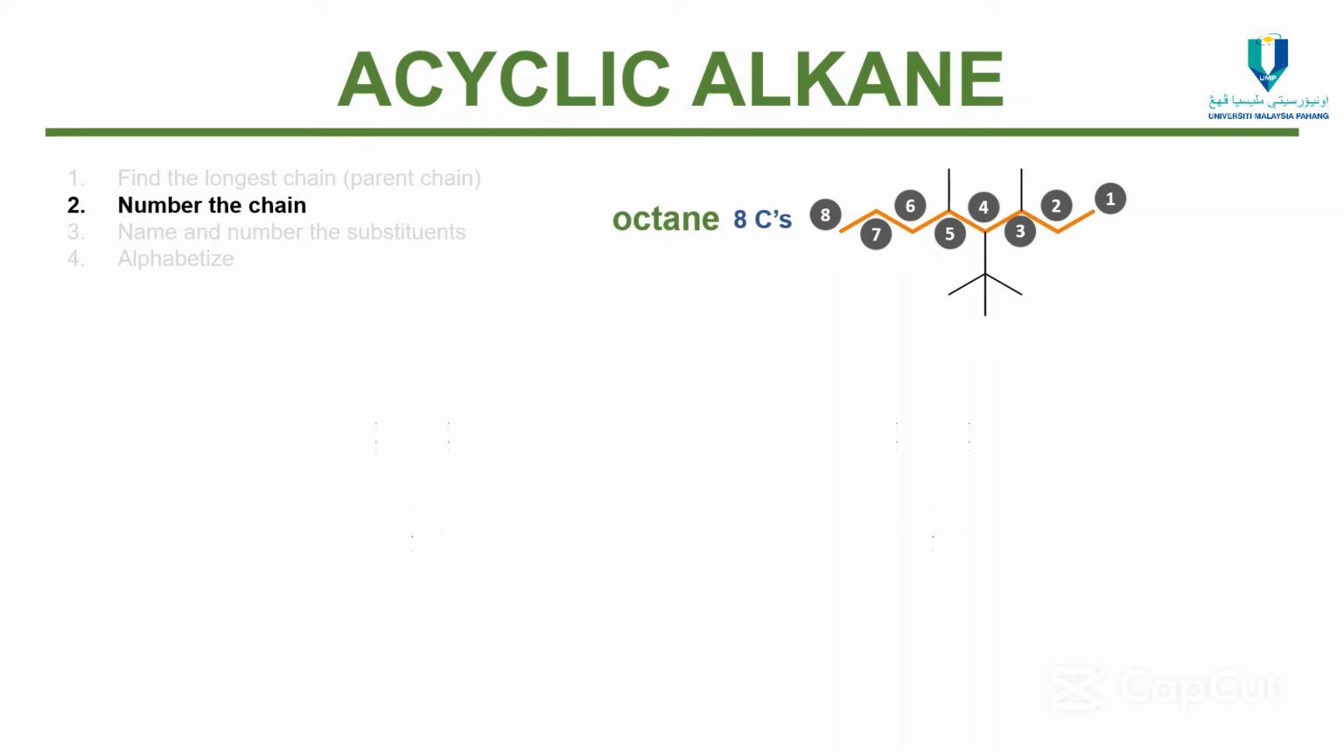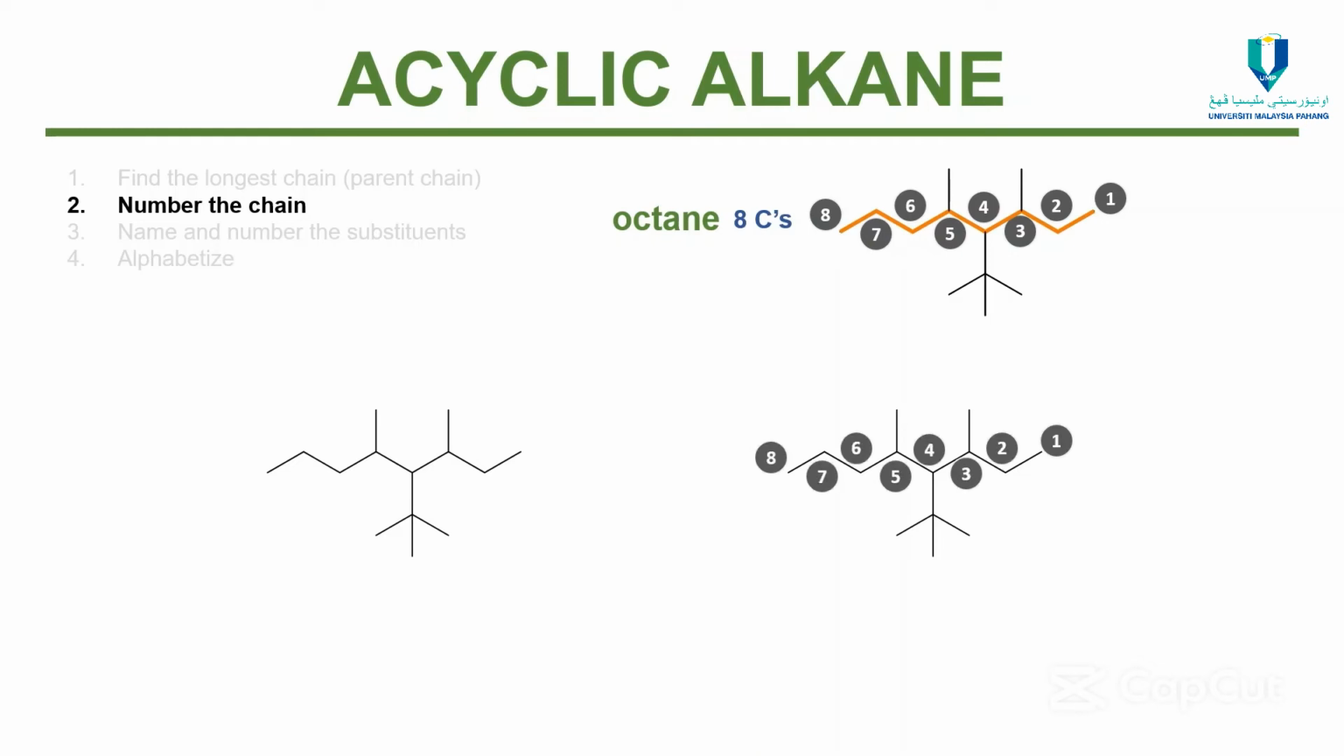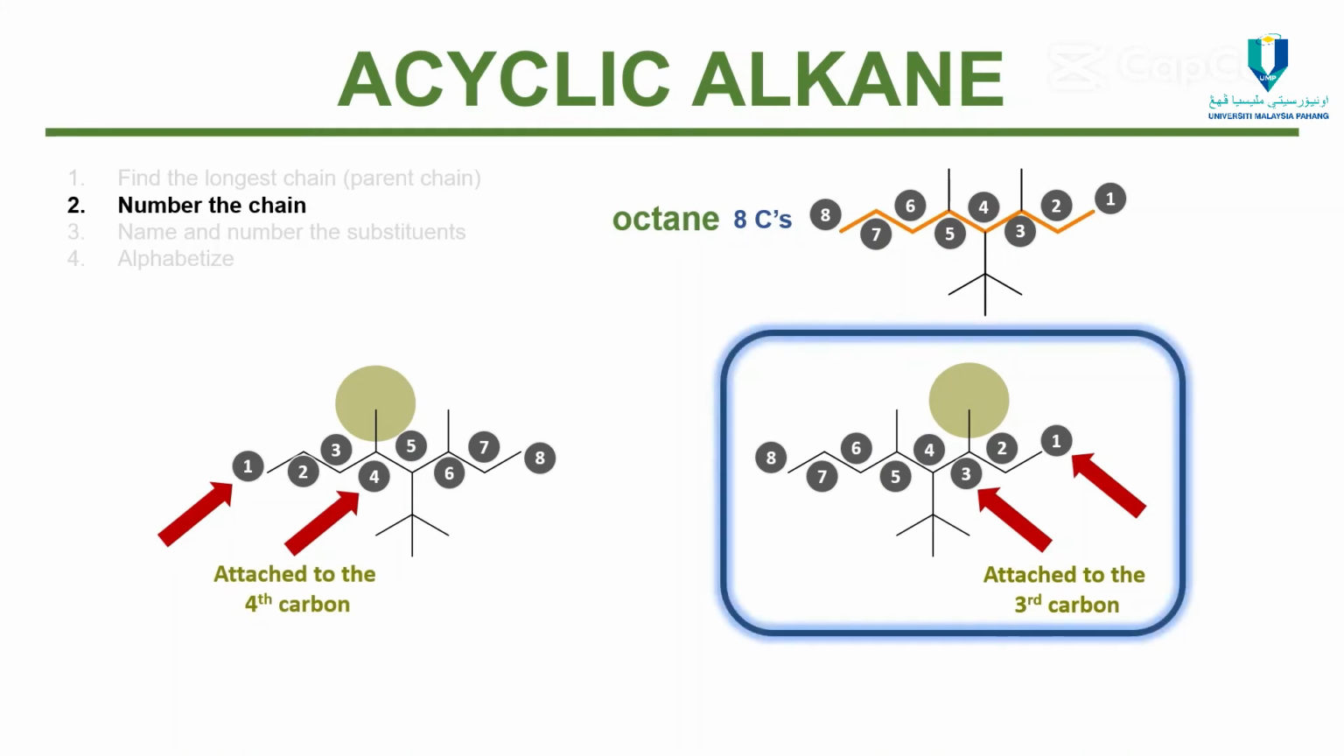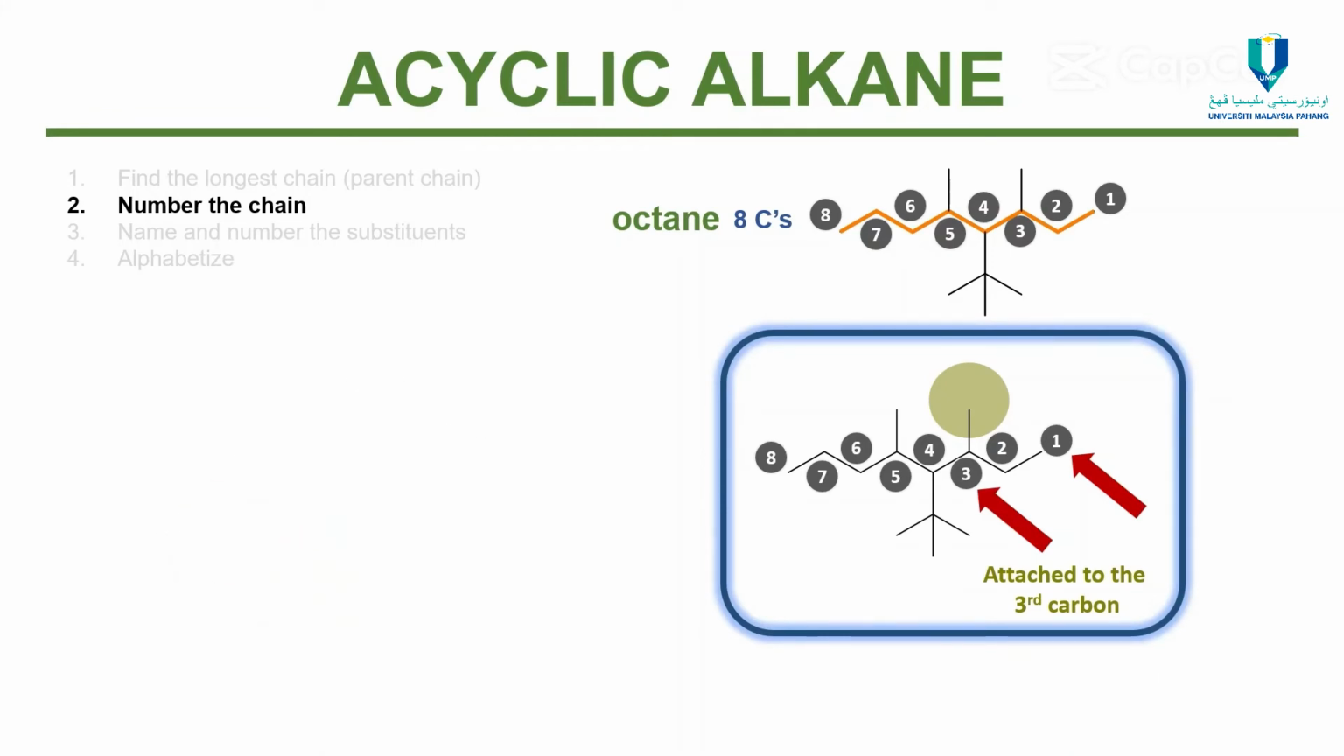You have to number the chain. So as always, we have two options. Either you want to number from the right hand side or left hand side. So which one is the correct system? So first you have to look at the first substituent, which must be near to the carbon number 1. So substituent at the right hand side attached at carbon number 3, and the substituent on the left hand side attached at carbon number 4. So 3 is lower than 4, so this is our numbering system. So now we have fulfilled the second rule. Let's proceed with the third rule.